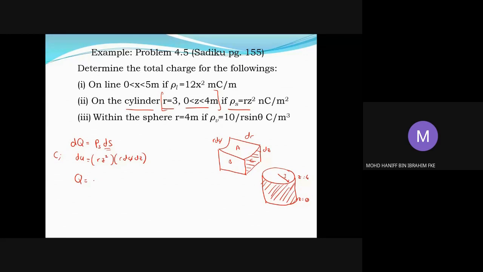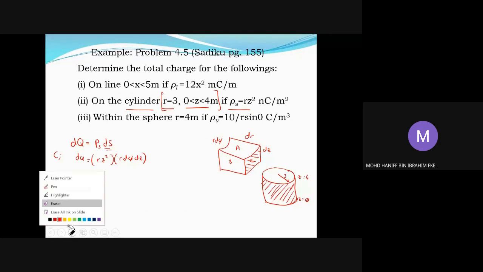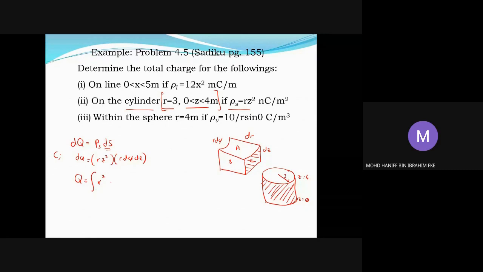So for this, we need to integrate the dq, or the integration of r squared z. Sorry, let me rearrange the equation then. We are supposed to get r squared, then we have d phi, and we have z squared dz. From here we can take out the r outside because there is no integrand in this particular integration. So we have the integration of d phi and the integration of z squared dz.